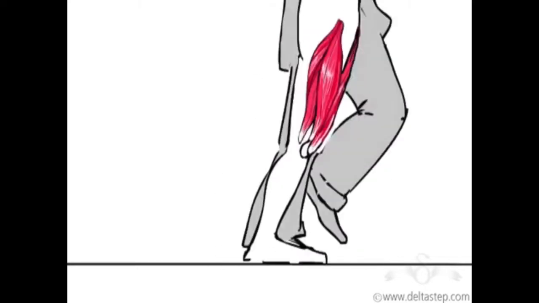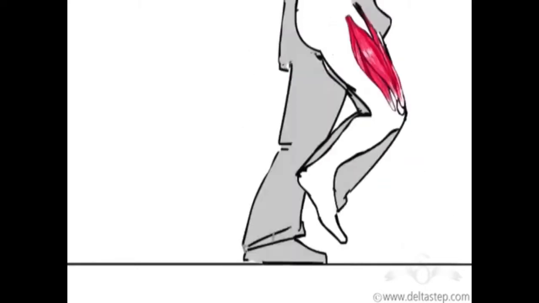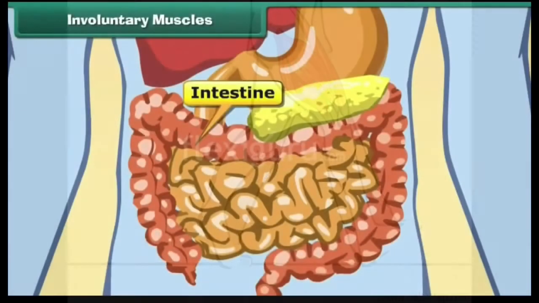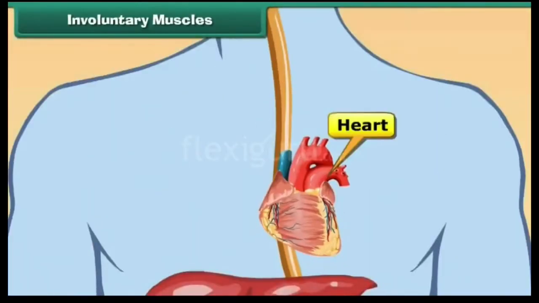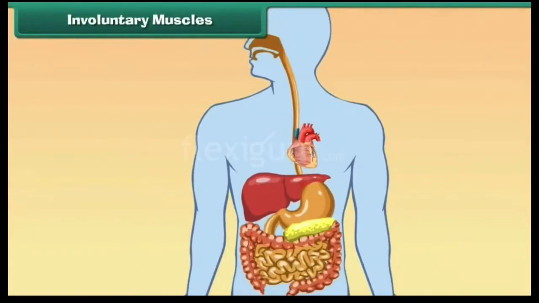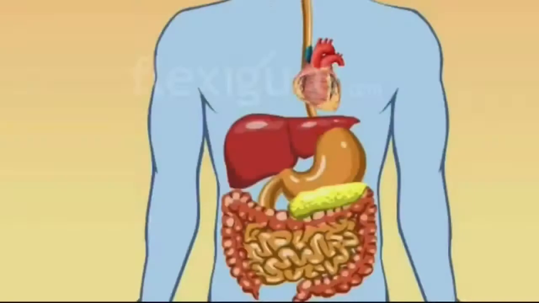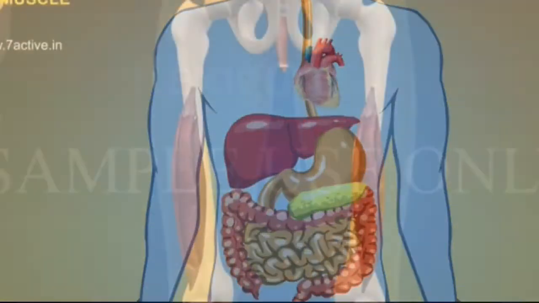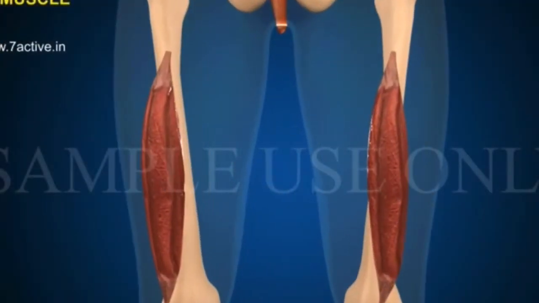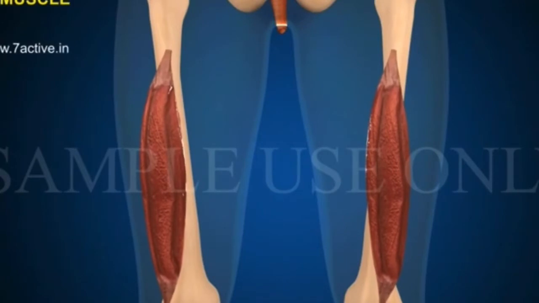Then we have voluntary muscles, which are muscles that can be consciously controlled, like we see here, as well as involuntary muscles, which are muscles that are controlled by the autonomic nervous system, meaning that they're not consciously controlled. And finally, a striated muscle, which is a muscle tissue that has a striped appearance due to its fiber composition, like we see here.